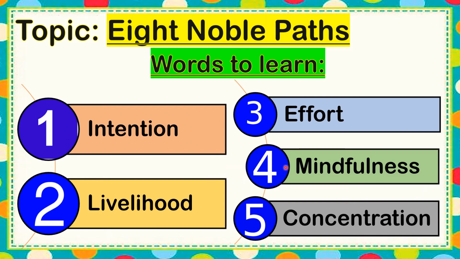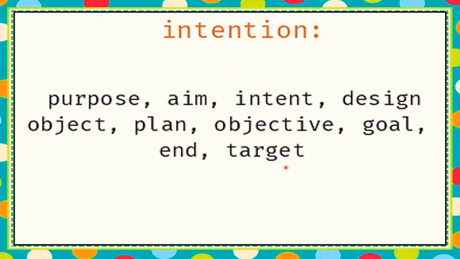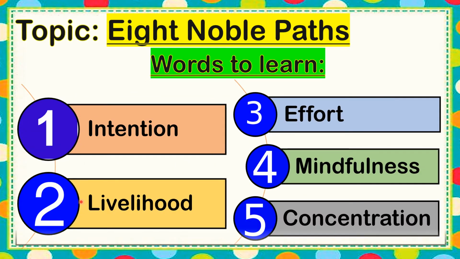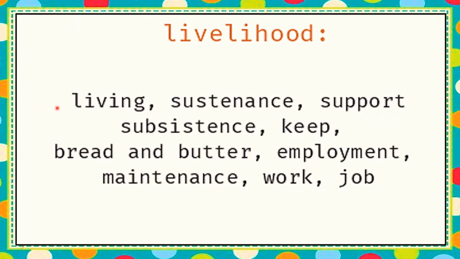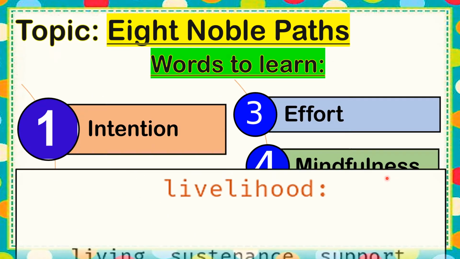Now let us study these words one by one so that we will have a better understanding of our lesson for today. Intention means purpose, aim, intent, design, object, plan, objective, goal, and target. So in short, class, intention means your purpose or your goal of doing it. The second word is livelihood. Livelihood means living, sustenance, support, subsistence, keep, bread and butter, employment, maintenance, work, or job. So let's say, for example, Miss Michelle is working as a teacher and that is my livelihood.